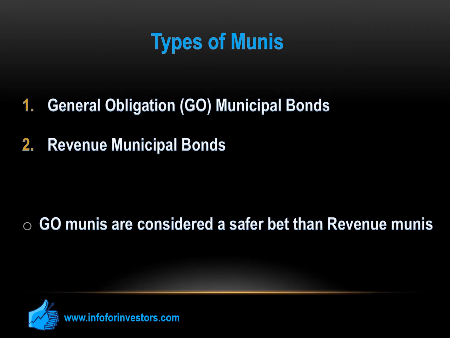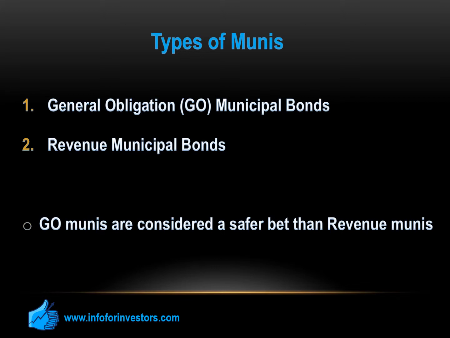GO munis are considered a safer bet than revenue munis. Why? GO bonds are not earmarked against revenues from a specific project, even if they are issued by government entities. So, while GO bonds may be issued to fund a toll road, repayment funds may not come from toll fees.